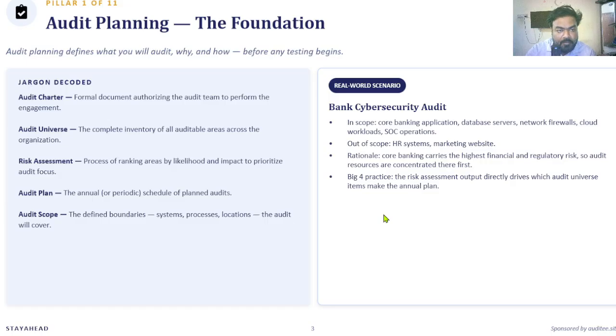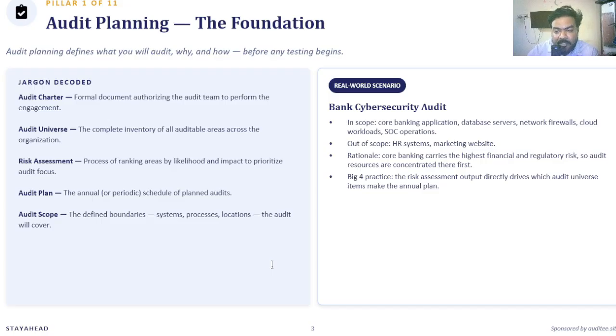Audit planning, the foundation. Audit planning defines what you will audit, why you are auditing it, and how you will go about it, and it all happens before any testing begins. Let's decode the jargon first. An audit charter is the formal document that authorizes your team to actually perform the audit. The audit universe is the complete inventory of everything in the organization that could theoretically be audited. A risk assessment ranks those items by likelihood and impact, so you know what to prioritize.